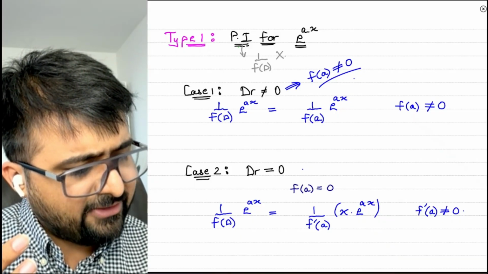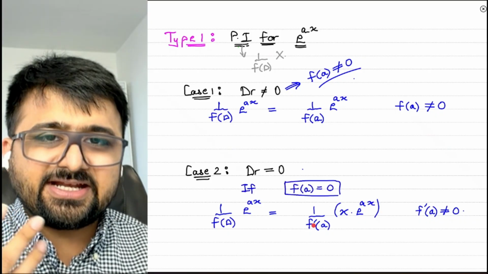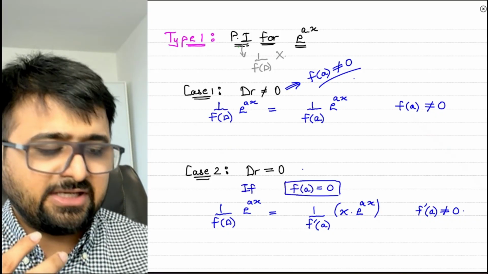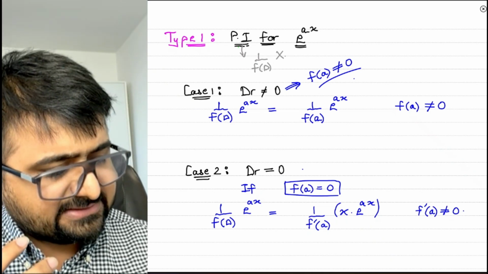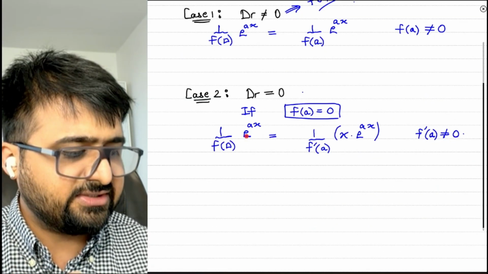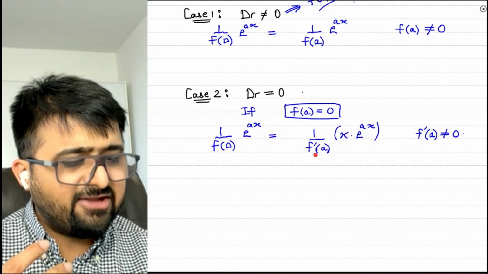So if f of a is equal to 0, you simply take the derivative and then plug in the value a and just add one extra variable x. Okay, multiply by x. Now, what to do if f dash of a is 0? In this case, f dash of a is not equal to 0. Now let's see what to do if even f dash of a is 0.